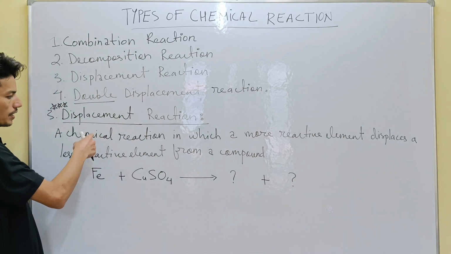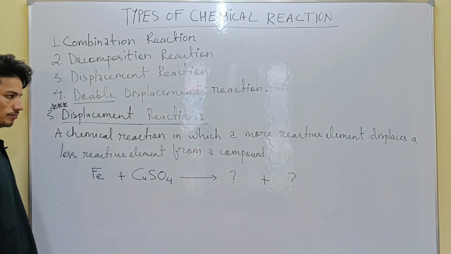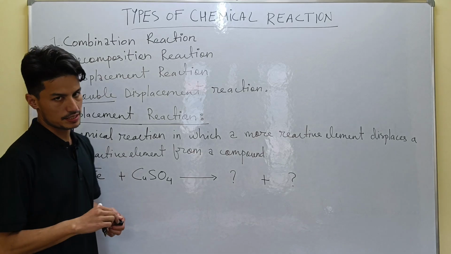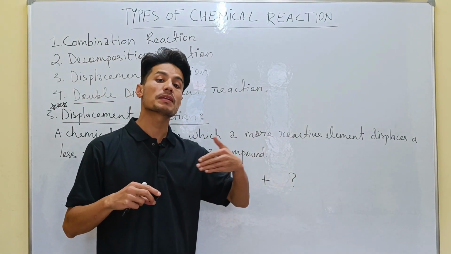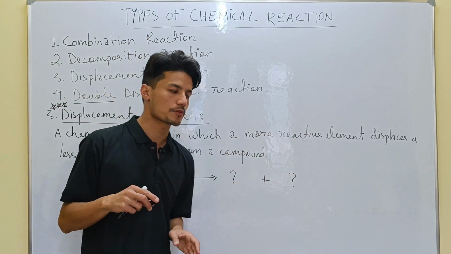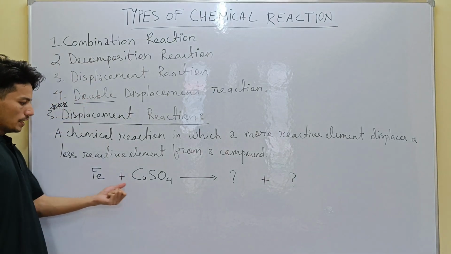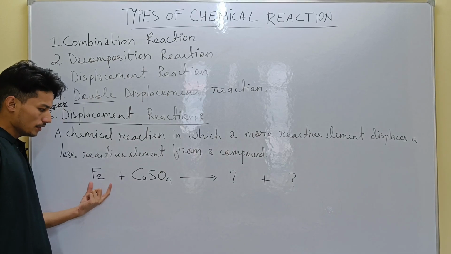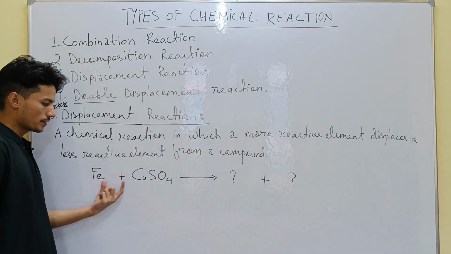Now, a displacement reaction is a chemical reaction in which a more reactive element displaces a less reactive element from a compound. Now see here, displacement will take place. Do you know what is displacement? Displacement means it's like chasing away, like displacing. You have to move away. Replacement is like replacement. Now here iron is more reactive than copper. Iron is a metal, copper is also a metal, but iron is more reactive than copper.